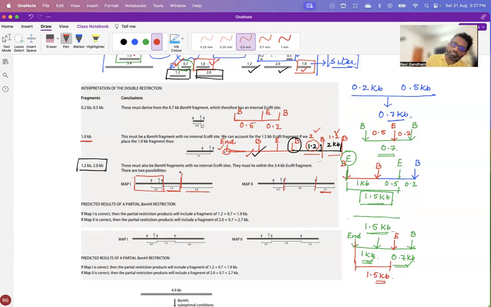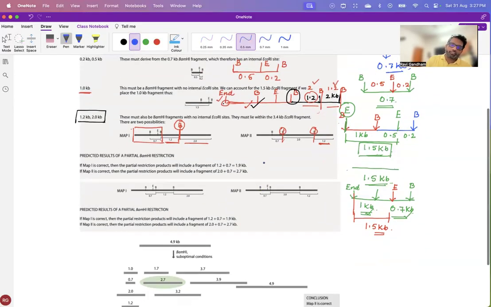So now you are sure that there is a BamHI site. Whether this BamHI site would lead to 2 kb or 1.2 kb, there's again a BamHI site here, but whether it is a distance of 2 kb or 1.2 from this BamHI site, it has to be decided. So now what do we do? We take the partial digests.